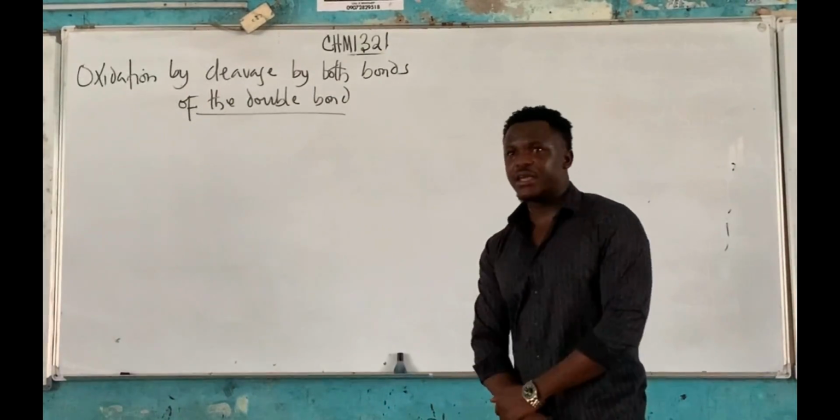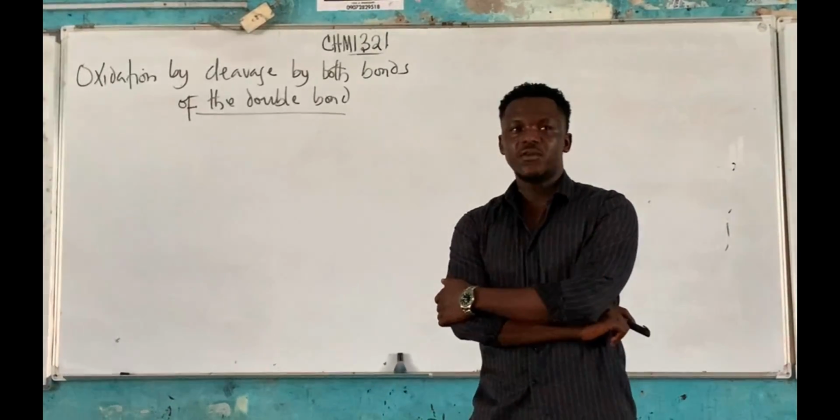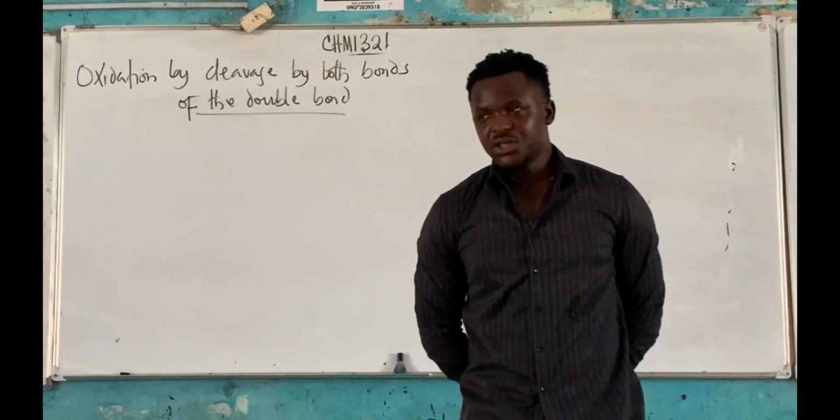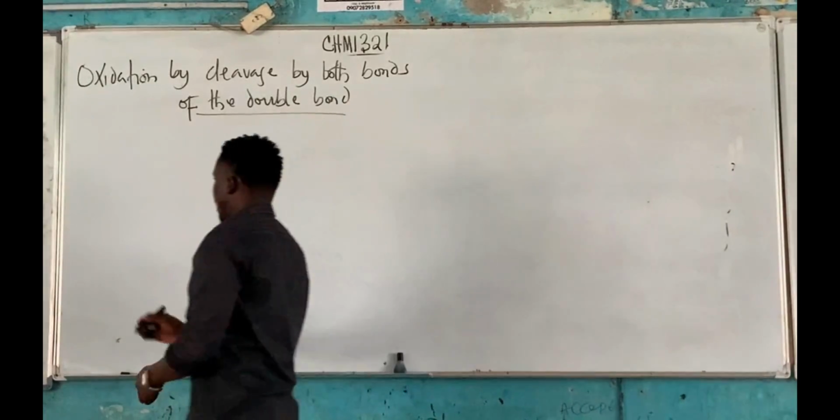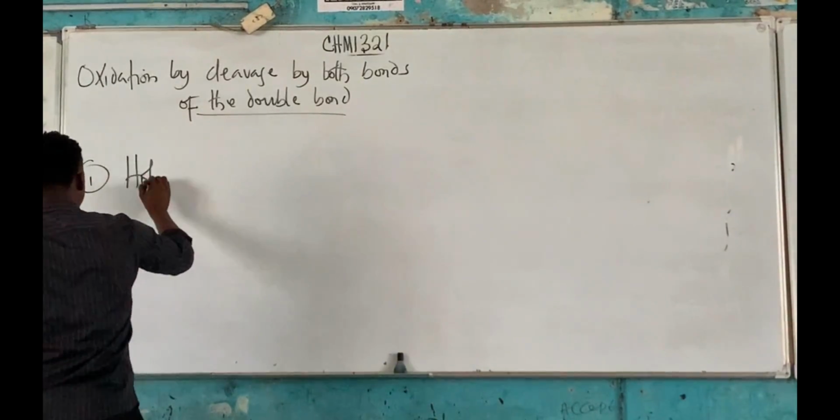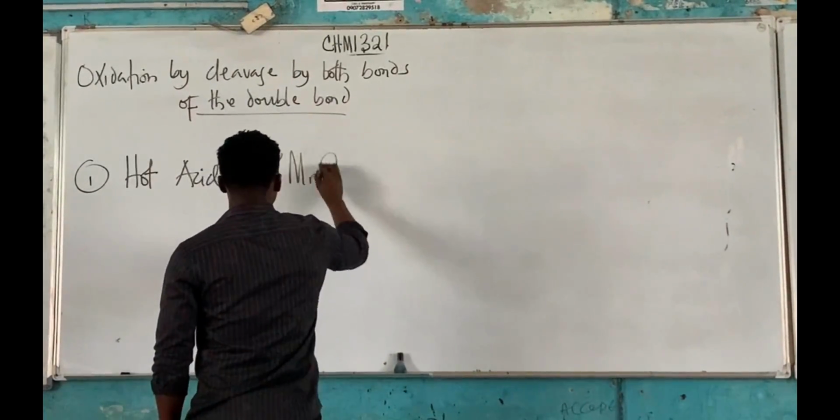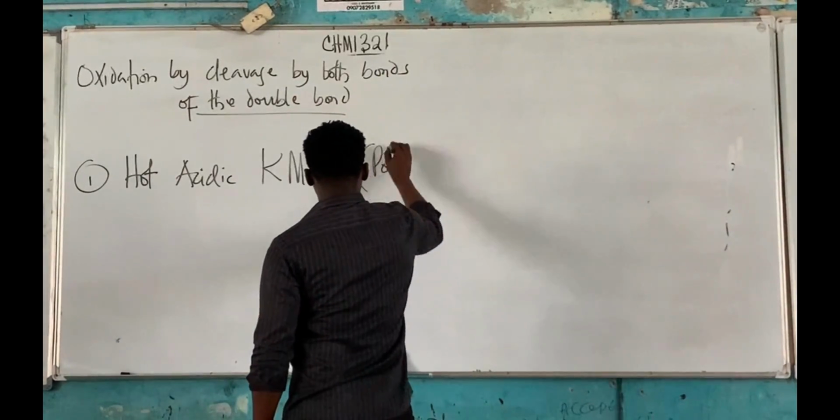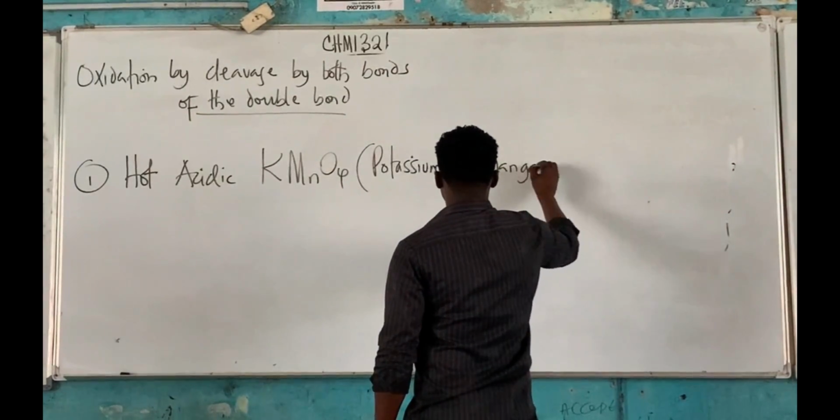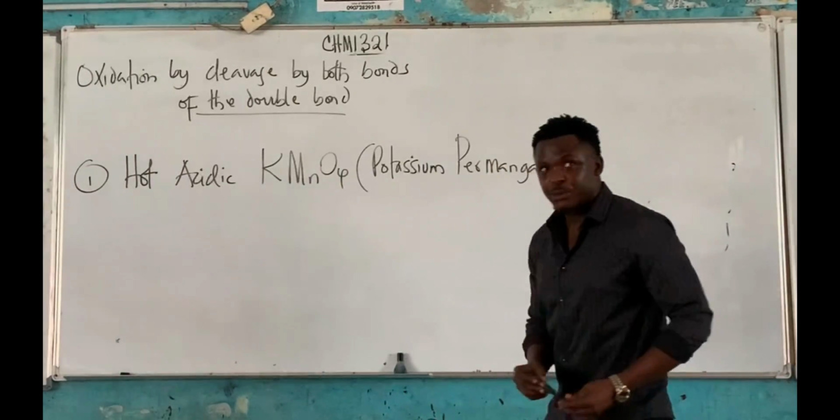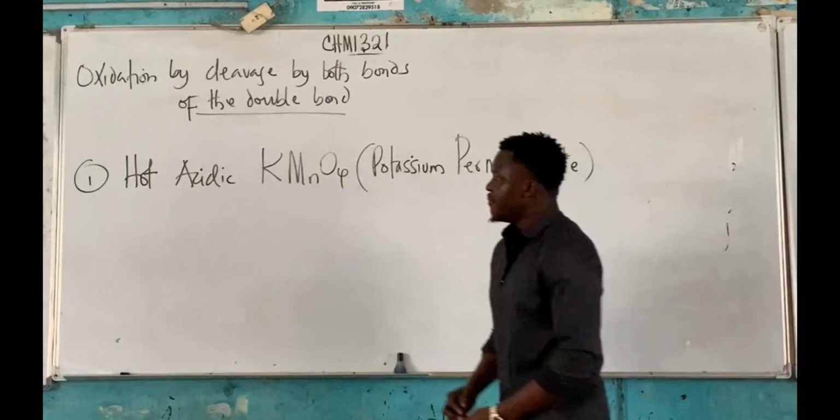This type of oxidation of alkenes is achieved by the use of the following types of reagents. Number 1, hot, acidic KMnO4. Now this guy is potassium permanganate, the common name. But the IUPAC name is potassium tetraoxomanganate(VII). That's the IUPAC name. Now take note of the reagents.